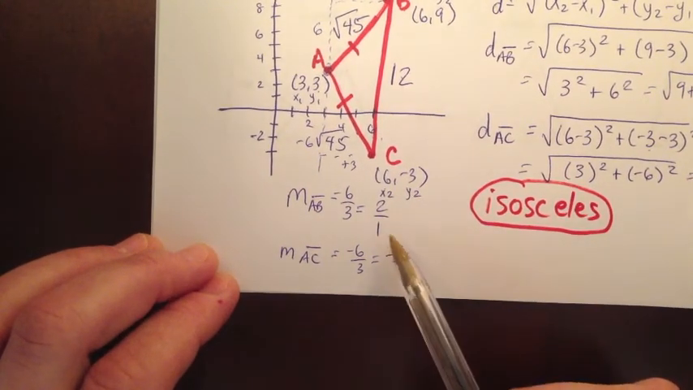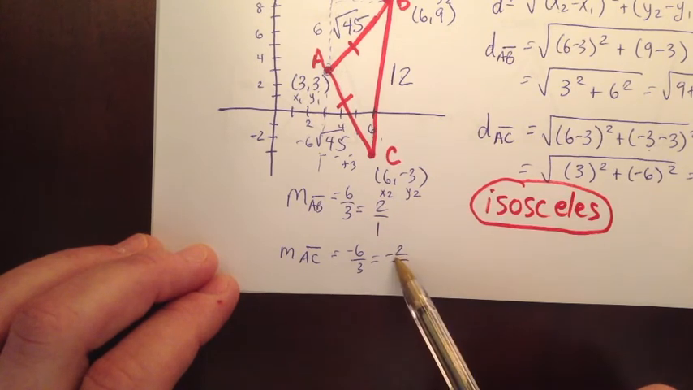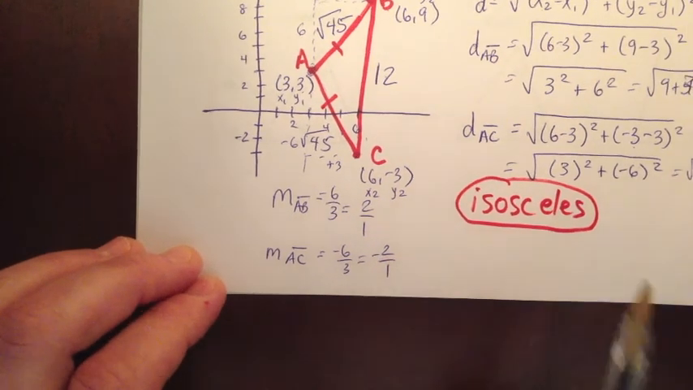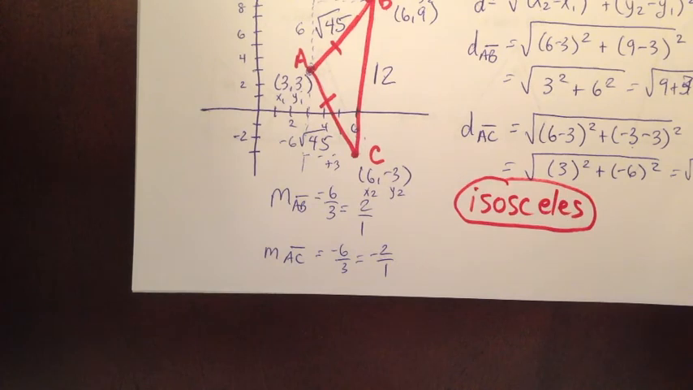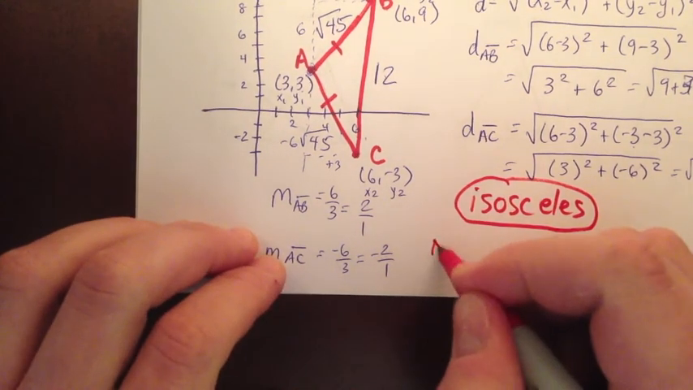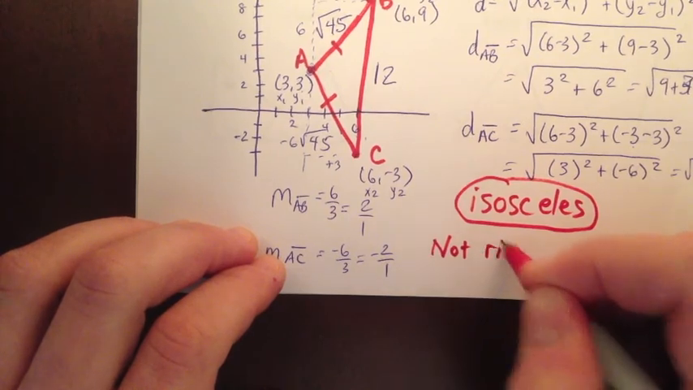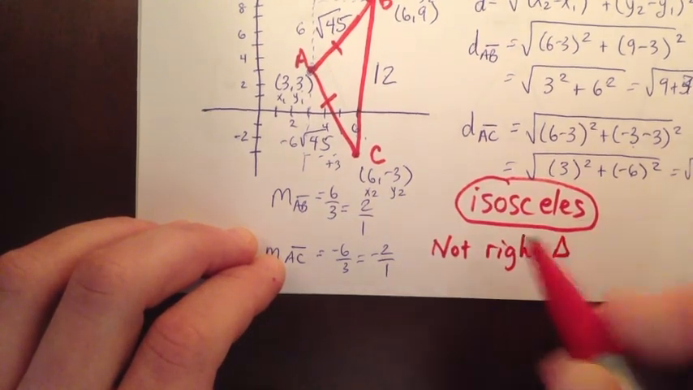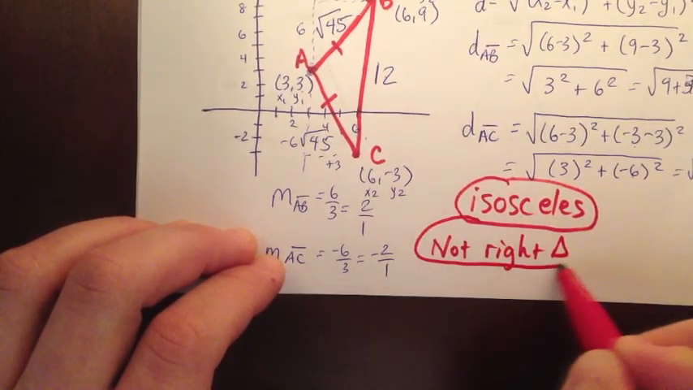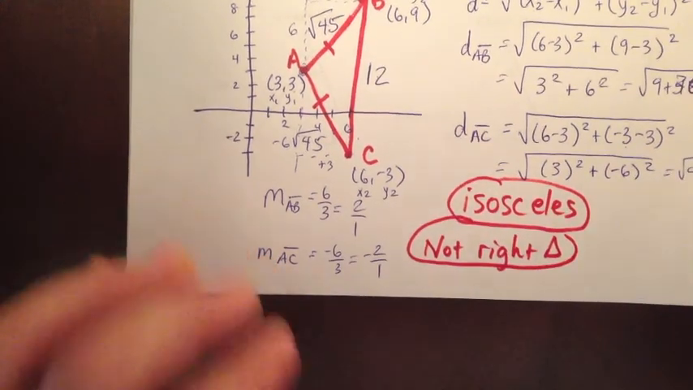Now these are opposites, positive, negative, but they're not reciprocals because we did not flip the fraction. So the answer is not a right triangle. And that is the end of the notes.